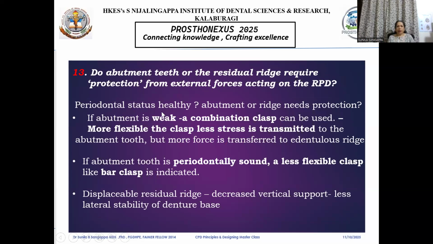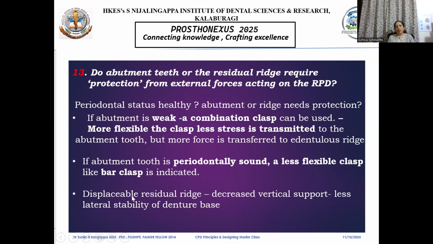Moving on to our next question, do abutment teeth or the residual ridge require protection from external forces acting on the RPD? So here we have to check two things, the periodontal status and also whether the abutment needs protection or the ridge needs protection. Suppose the abutment is weak, then we go for a combination clasp as it has more flexibility.